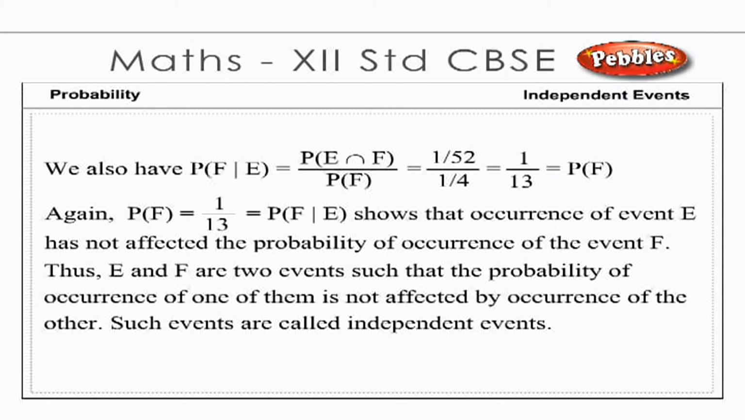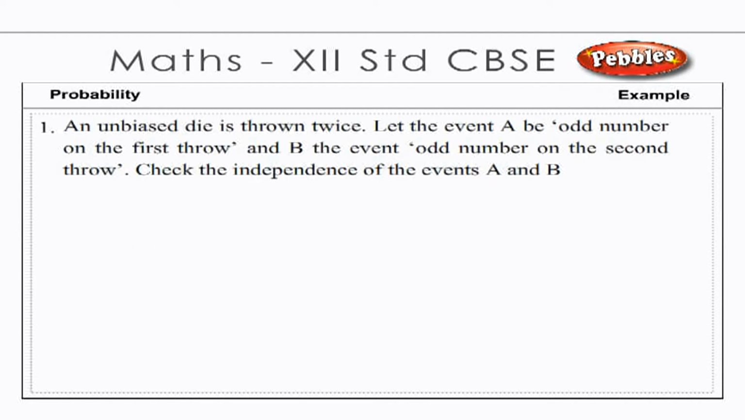Thus, E and F are two events such that the probability of occurrence of one of them is not affected by the occurrence of the other. Such events are called independent events.